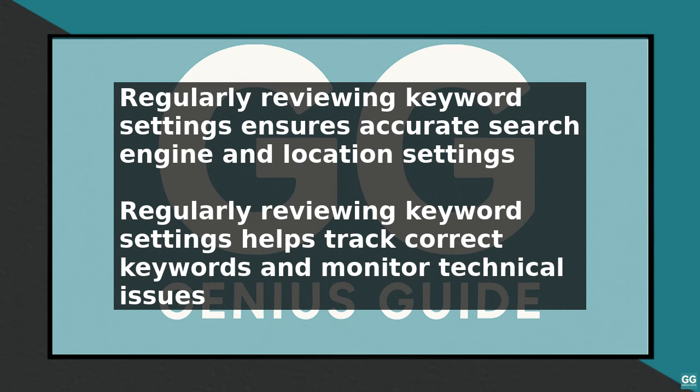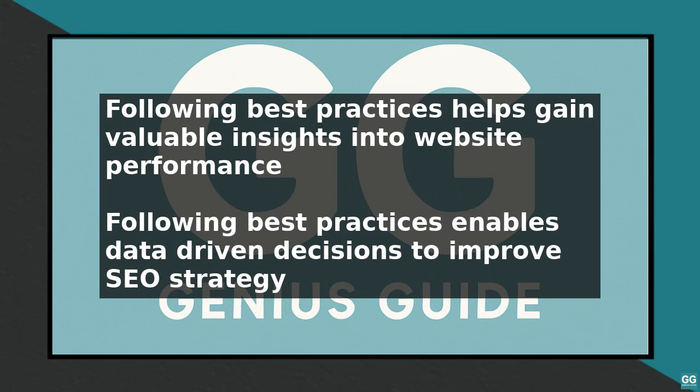Best practices for Semrush position tracking. To get the most out of Semrush position tracking, it is essential to follow best practices such as setting up keyword clusters, tracking competitor keywords, and regularly reviewing ranking data. By doing so, you can gain valuable insights into your website's performance and make data-driven decisions to improve your SEO strategy.